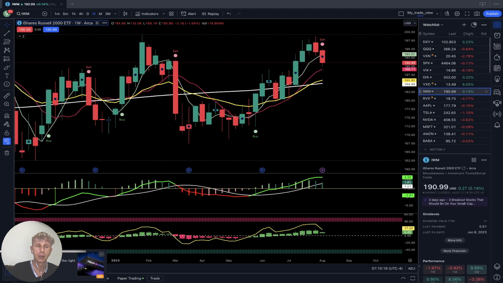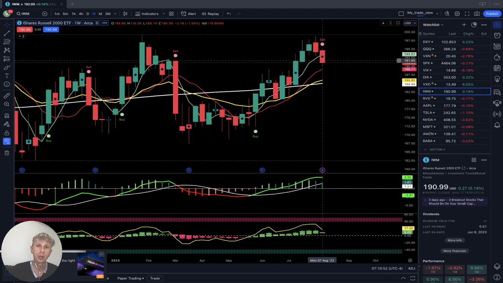IWM Russell 2000 weekly. Sell signal from the script. IWM did like previous week minus 1%. This week it did minus 1.5%, like almost 2.75% negative. Almost 3% negative, right? For last 2 weeks. Still bullish signal, even though last bar gave us sell signal.